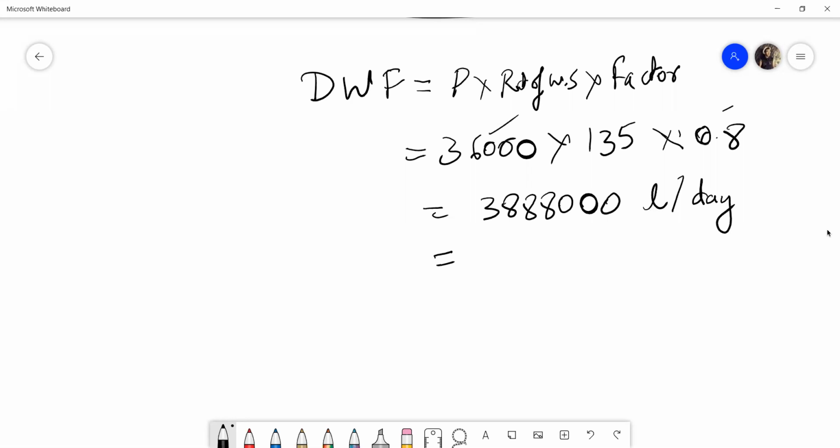For liters to meter cube, we have to convert. It should be divided by days to seconds, so everything will be in the denominator itself. Tell me the answer first. You can use the chat to tell me the answer. We have done this in the first module. Yes, what is the answer?